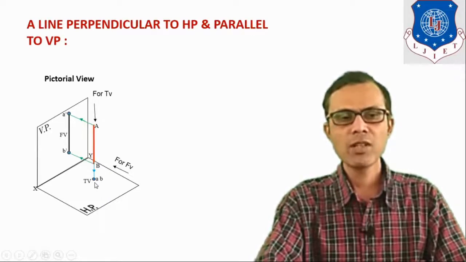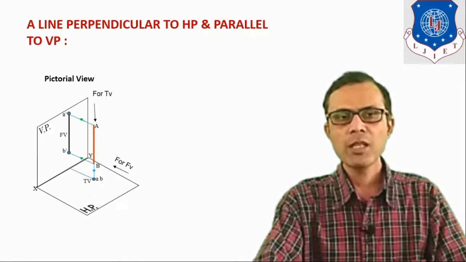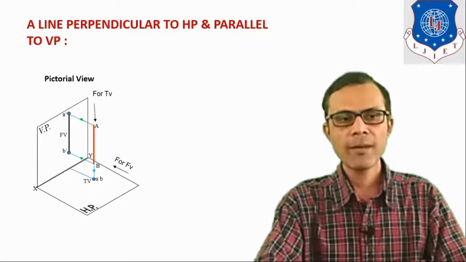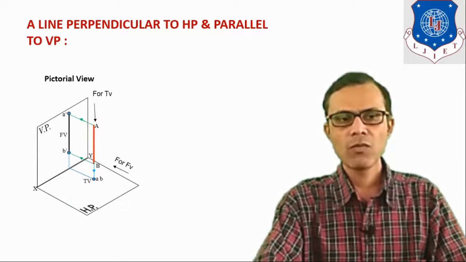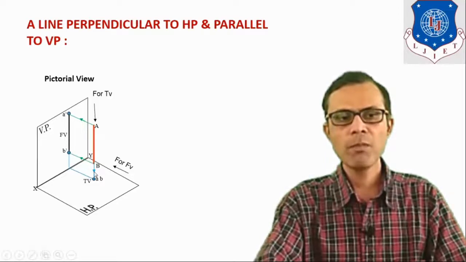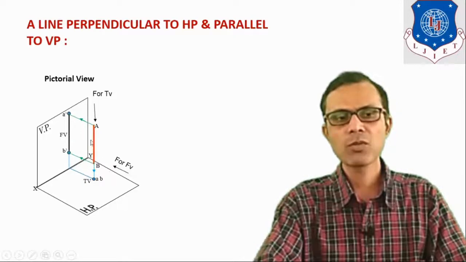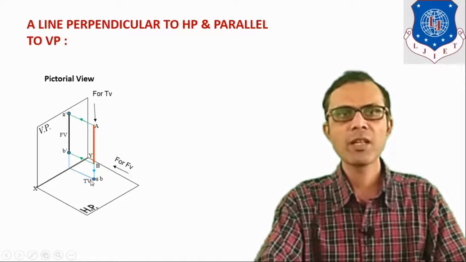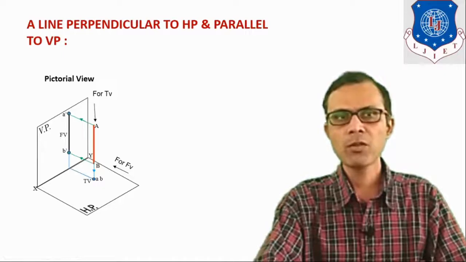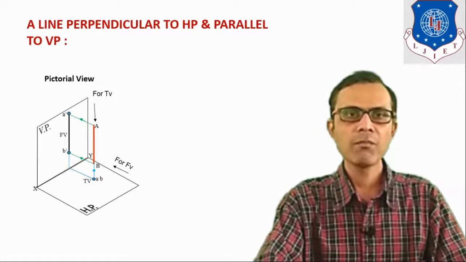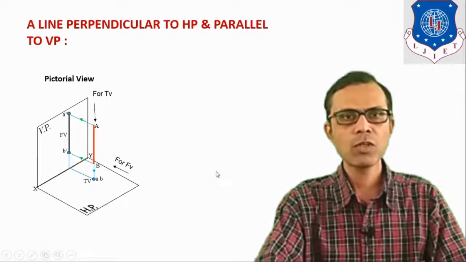Now with reference to HP, VP and this reference line XY, whatever distance is given for B point, it is above HP. That similar distance is here above XY line for B dash. And the line is in front of VP, so that similar distance is here also. It is in front of VP distance. So it is a pictorial view of the given line. But we have to draw its orthographic projection.